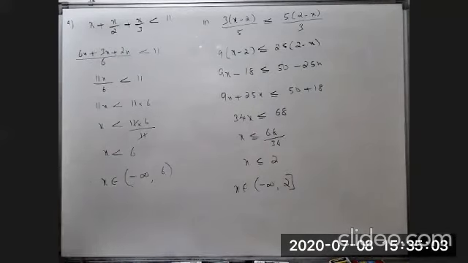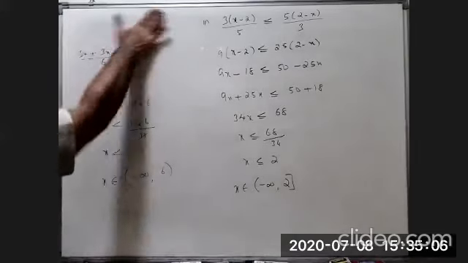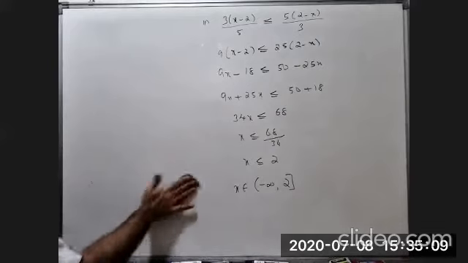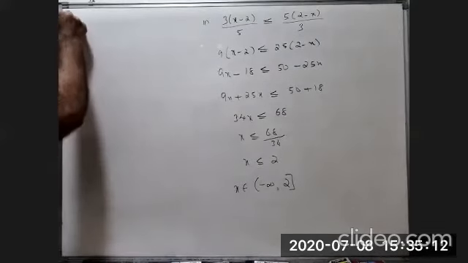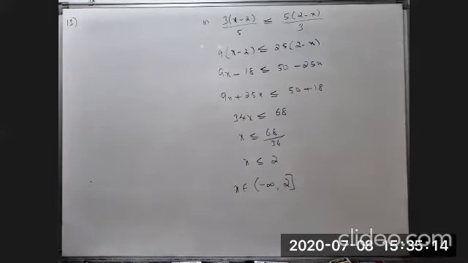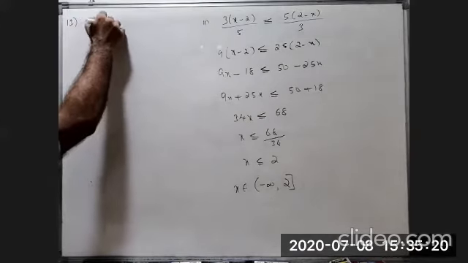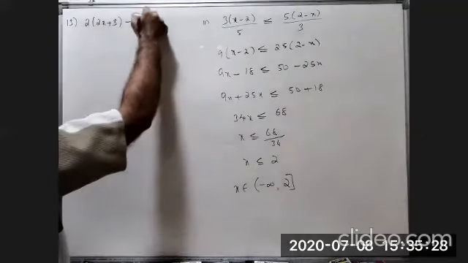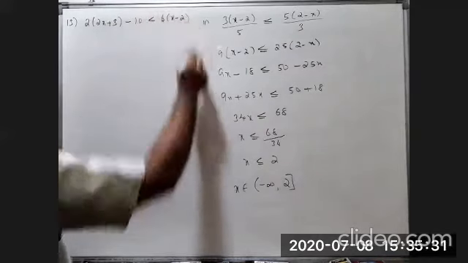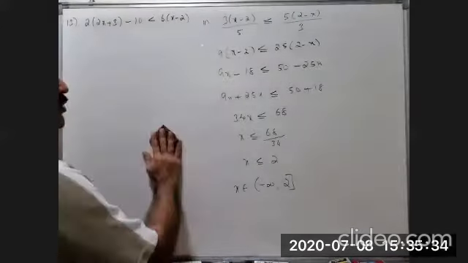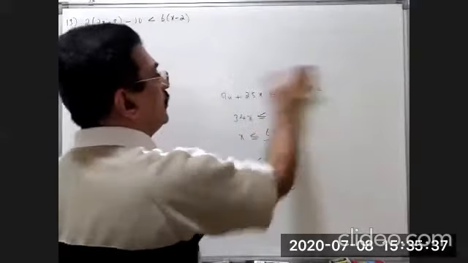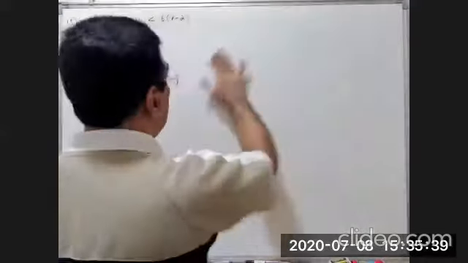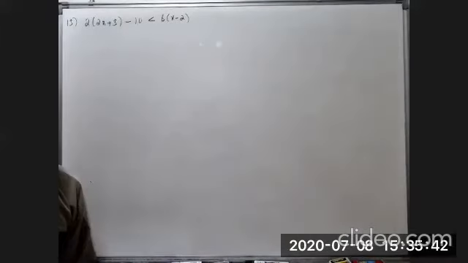Now question number 13. 2 into 2x plus 3 minus 10 less than 6 into x minus 2. Start doing it. First, open the brackets. Then take all terms of x to left hand side.